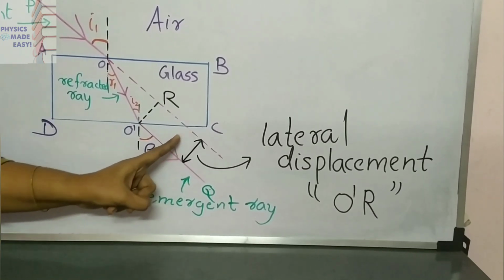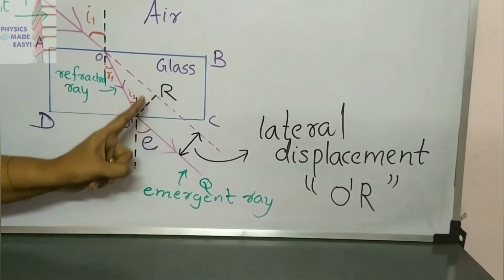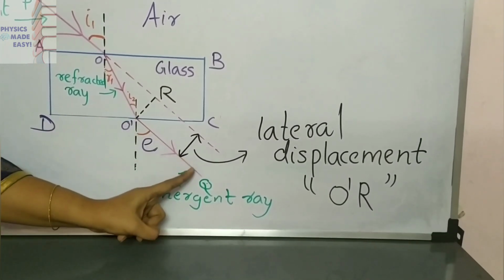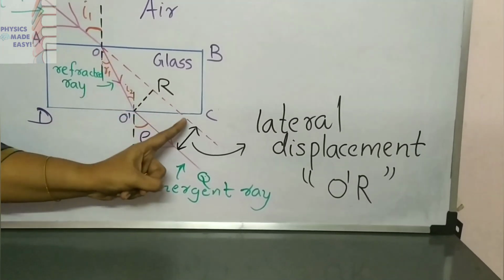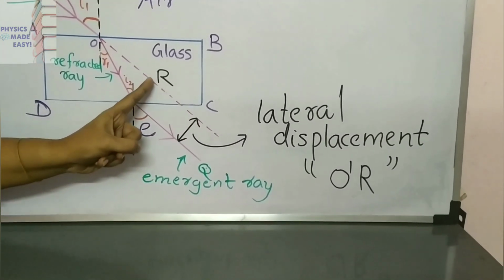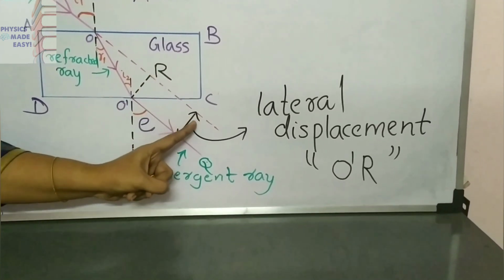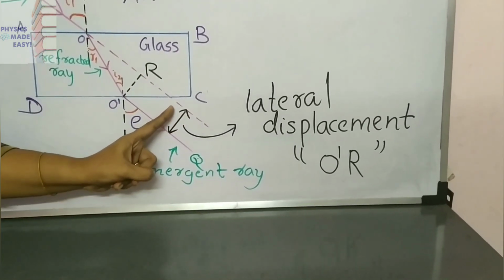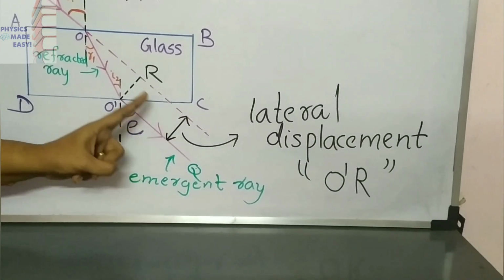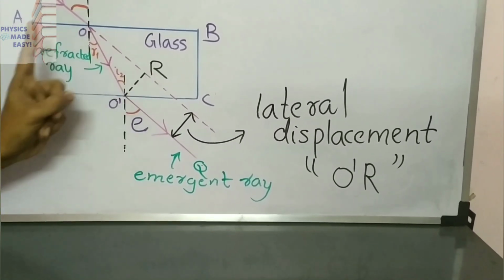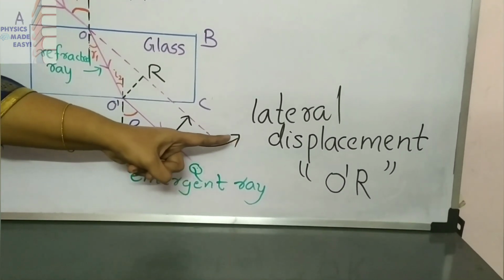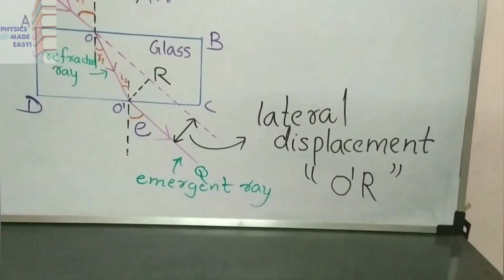Okay children, so here you can see O dash R, that is the perpendicular distance between the emergent ray and the direction of that original ray. So O dash R, that is the perpendicular distance, is marked here also. We can call this lateral displacement or lateral shift. So this O dash R in this diagram gives you the lateral displacement. Let us see what lateral displacement is.